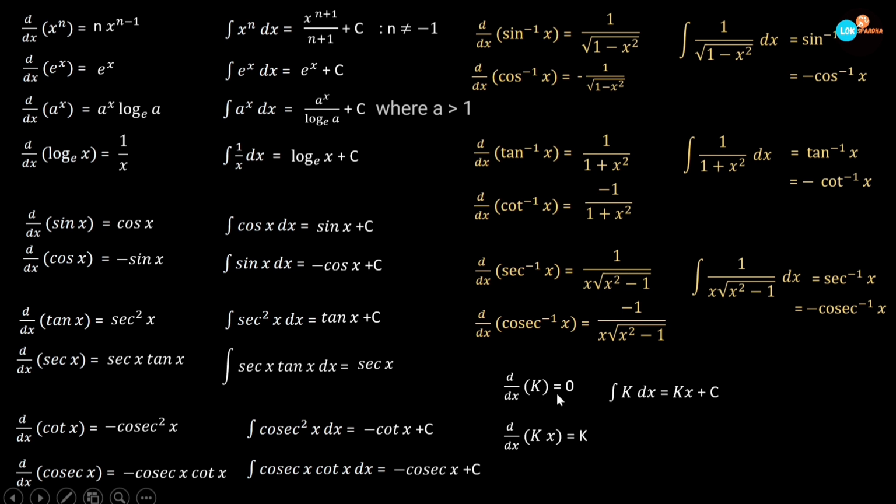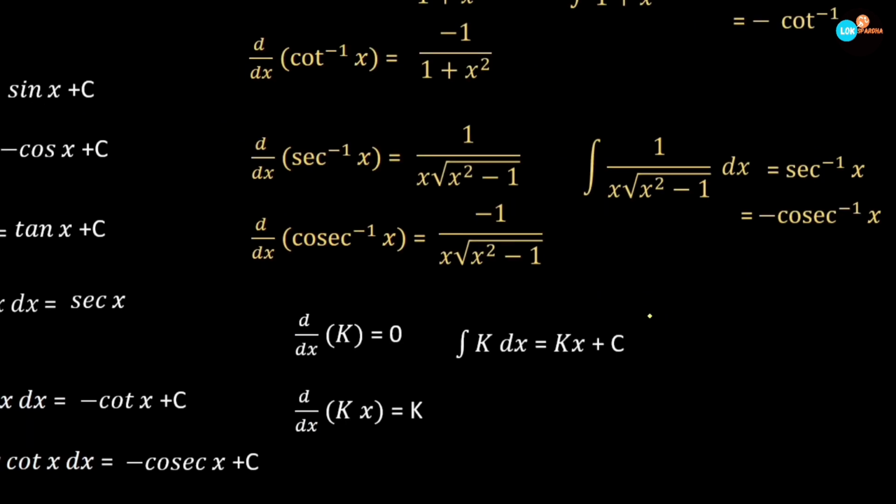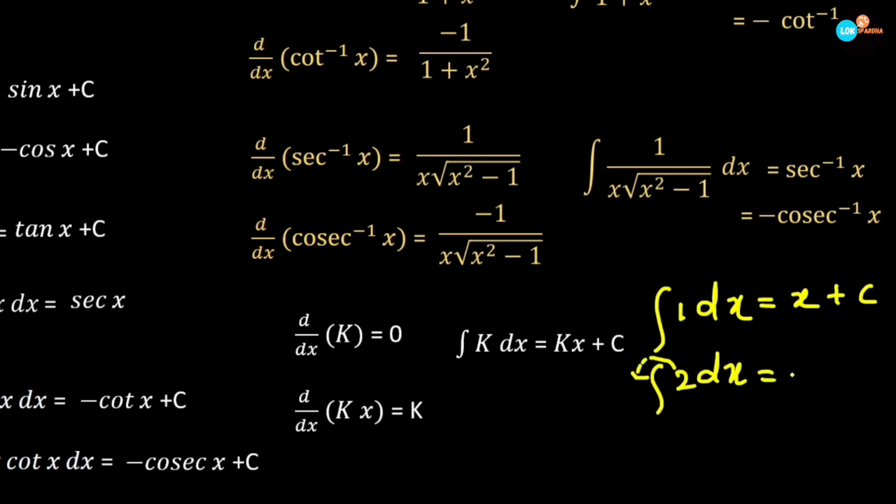The derivative of a constant is always 0, but the integral of a constant is not 0. The integral of a constant is constant into x plus c. Let me give you one example here. What is the integral of 1 dx? This is only x plus c. And what is the integral of 2 dx? See, it is a constant, no? The constant should come out. So that is why it is 2x plus c.